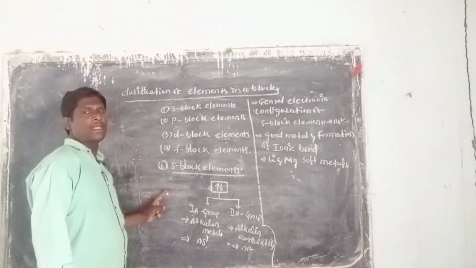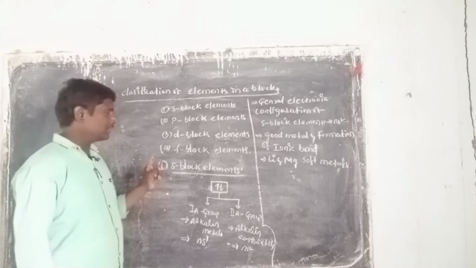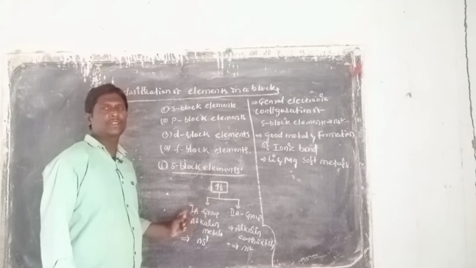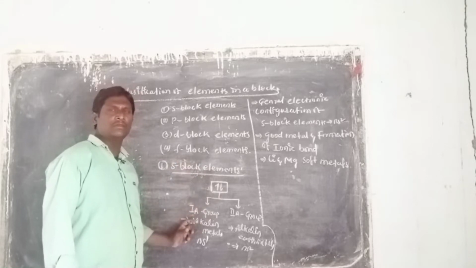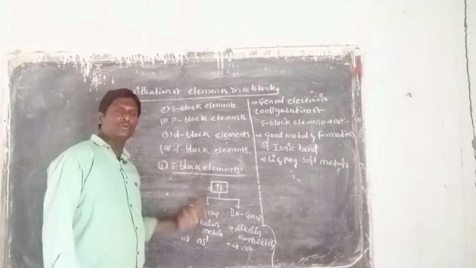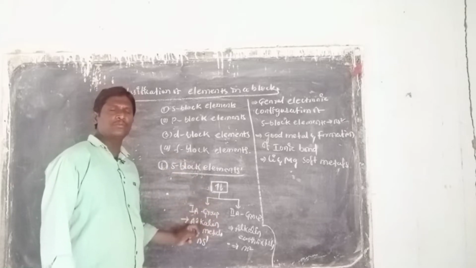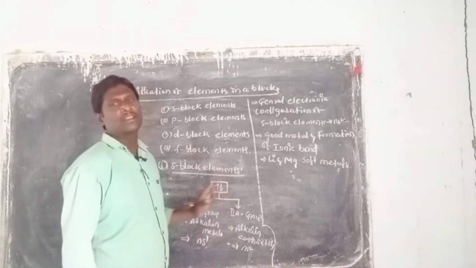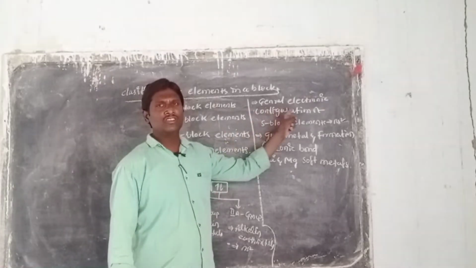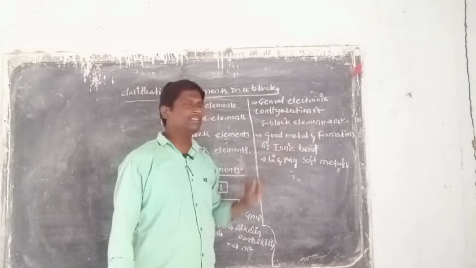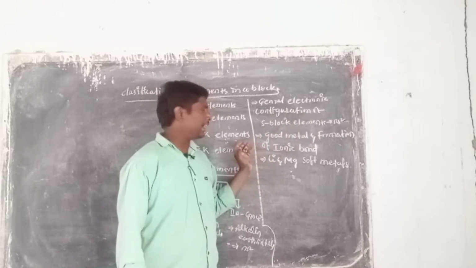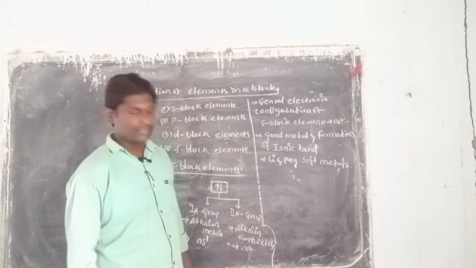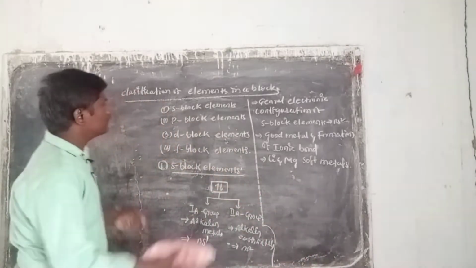Once again, recall what is meant by s block elements. The differentiating electron enters the ns orbitals. The s orbital accumulates 2 electrons, and they are classified into 2 groups, first A group and second A group. First A group elements are called alkaline metals, second A group elements are called alkaline earth metals. The general electronic configuration is ns1 and ns2. They are good metals forming ionic bonds, and lithium and magnesium are very soft metals.